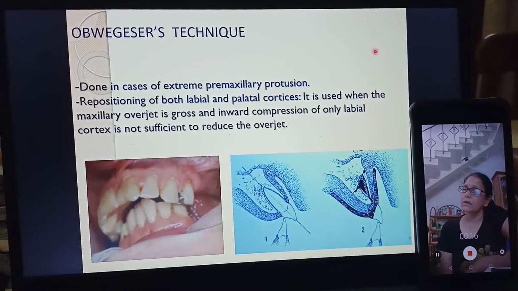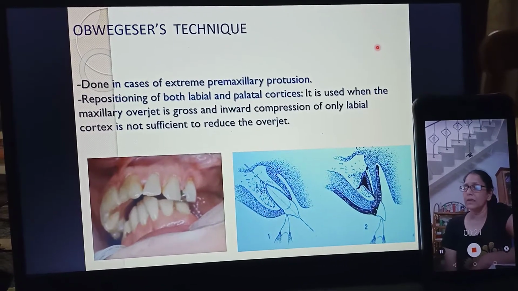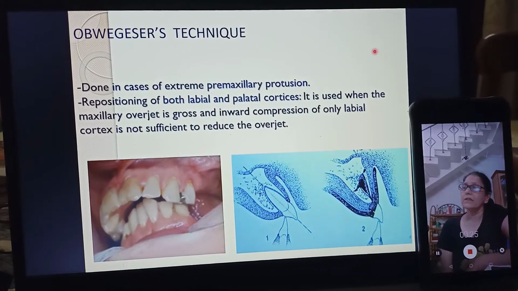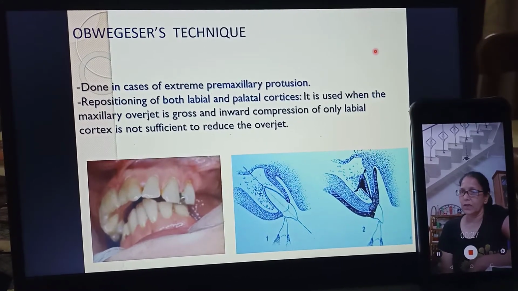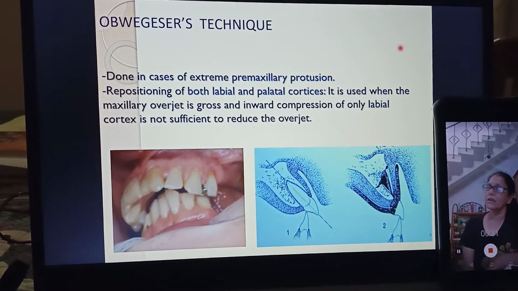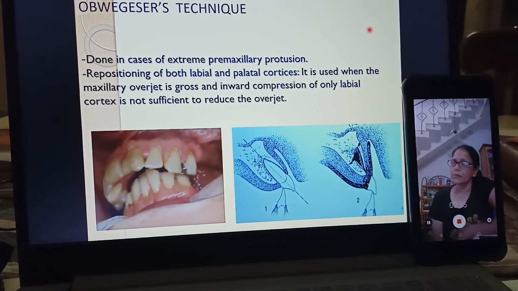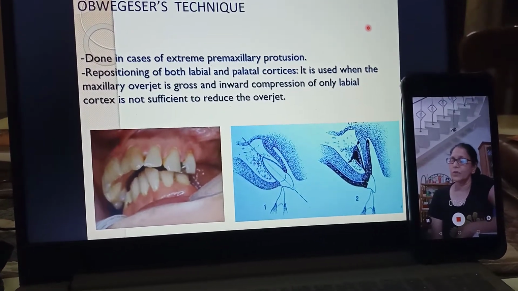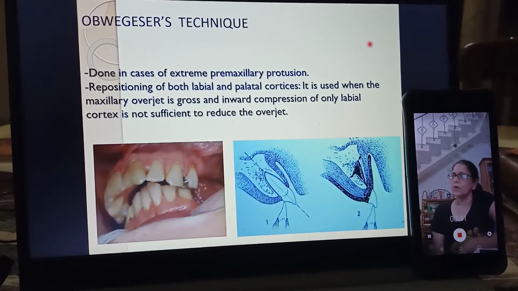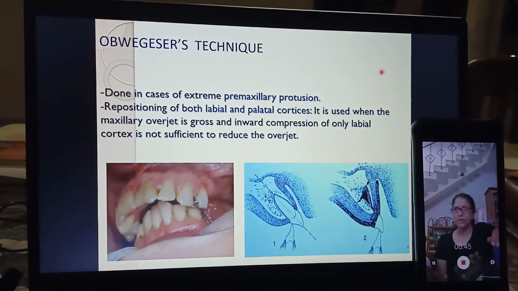the cuts were given only in the labial plate, that is the vertical incisions, and only the green stick fracture of the labial plate was carried out. But in Obwegeser technique, the vertical cuts are given not only in the labial plate but also in the palatal plate, so that both the cortices are fractured and then they are compressed together. So let us see the diagrammatic representation.